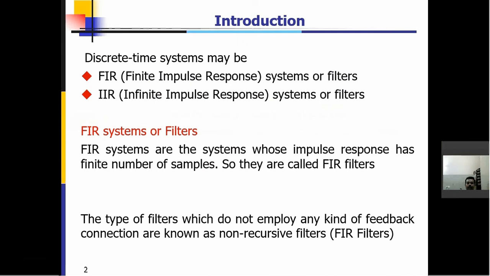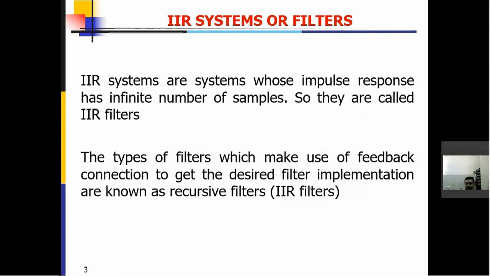The type of filters which do not employ any kind of feedback connection are known as non-recursive filters. So these FIR filters are also called non-recursive filters. Why? Because they do not have any type of feedback. Next one, IIR. The IIR systems are systems whose impulse response has an infinite number of samples, so they are called IIR filters. The type of filters which make use of feedback connection to get the desired filter implementation are known as recursive filters. These IIR filters are called recursive filters. Why? Because they have a feedback connection.